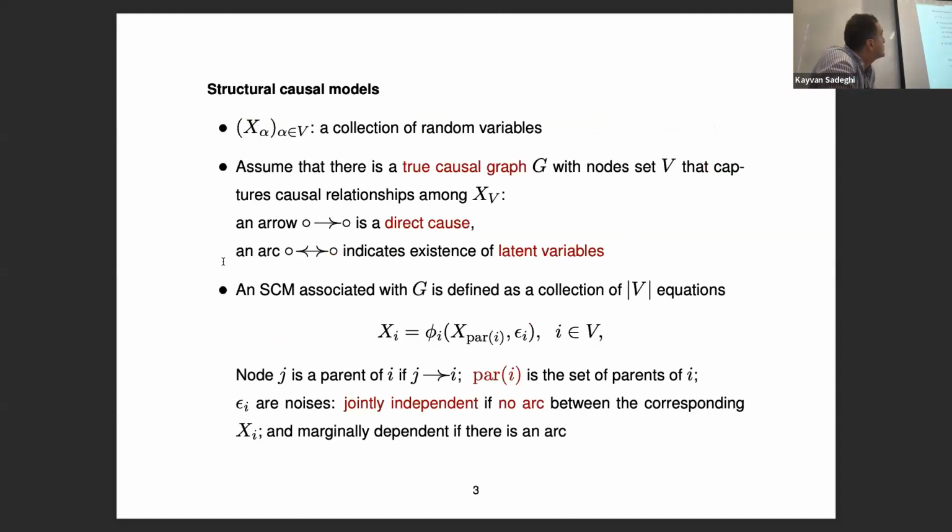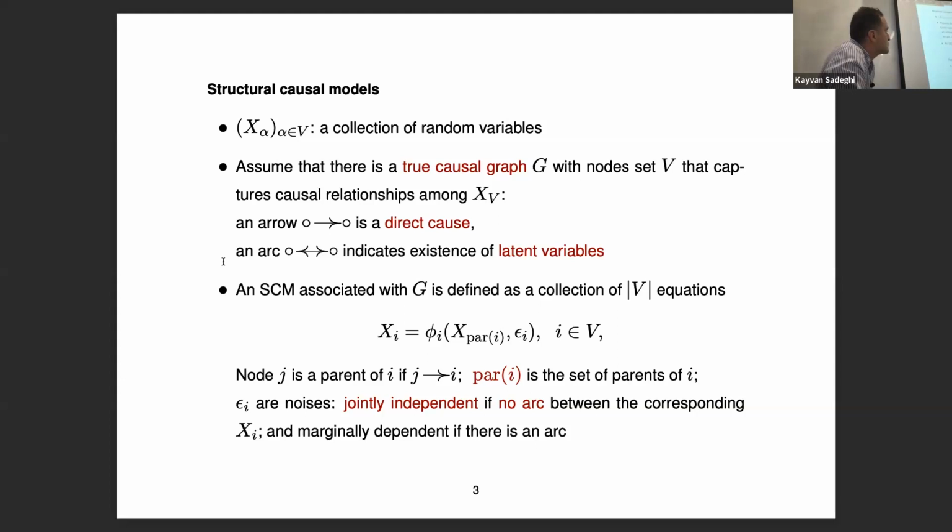Okay. So let's start with structural causal models first to just get an idea. I assume most of you have seen this, some might not, but basically you have a collection of random variables. And the assumption is that there is a true causal graph. Again, we are lifting this assumption, as you will see later. But the assumption in causal inference is there is a graph. We don't know it. We want to either learn it or estimate it, etc. And then in a more general setting, you can have arrows and arcs. Arrows are basically direct causes, and arcs indicate some sort of latent variables. I'll show it later. And then a structural causal model is basically a collection of equations where each variable is a function of the parents' variables, and parents come from this G. So this is a parent of this, right?